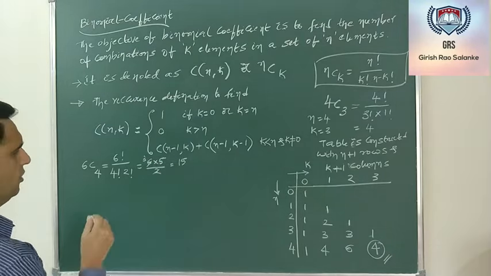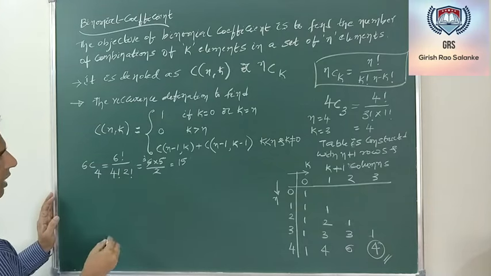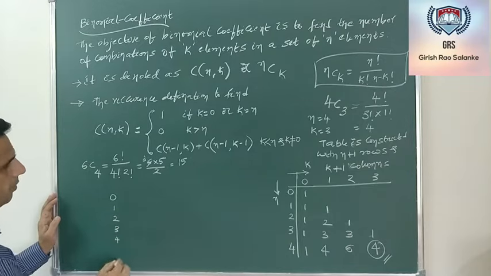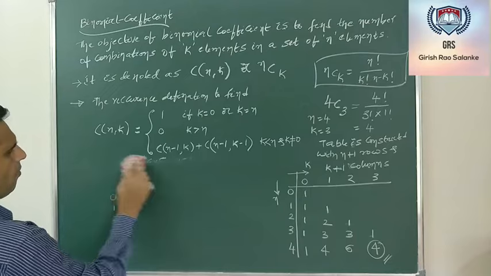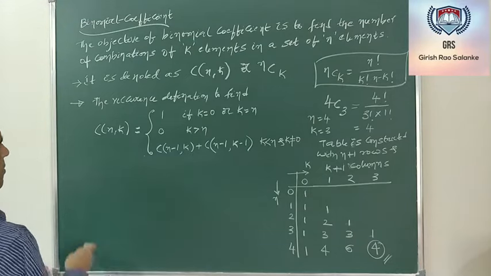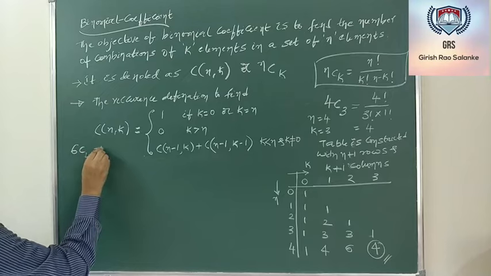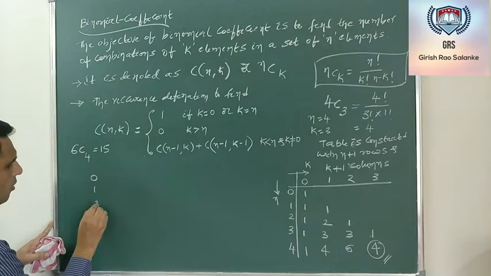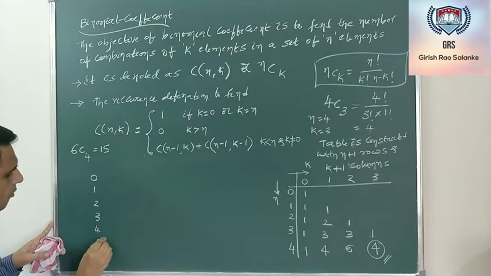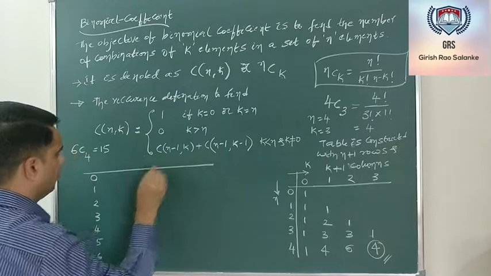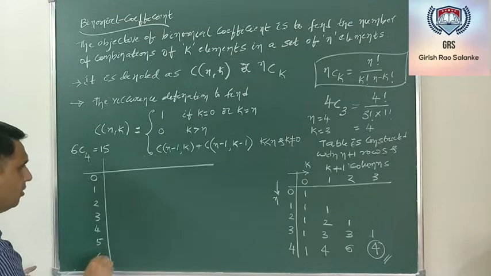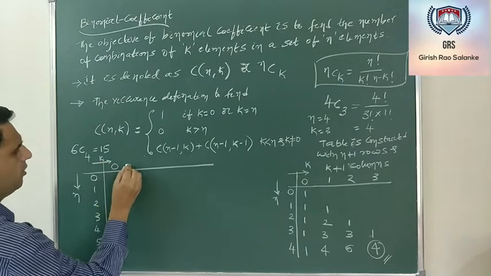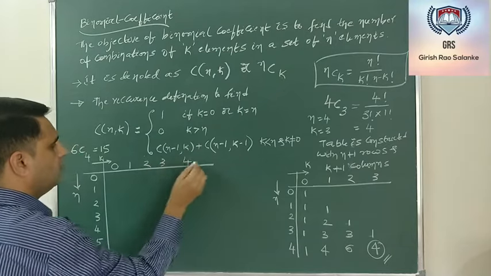Let's see how it is 15. So what we need to do? We need to have 7 rows, 0, 1, 2, 3, 4, 5, 6. This is my n. And on the column side, k value is 4. I need to have 5 columns, numbered from 0 to k.